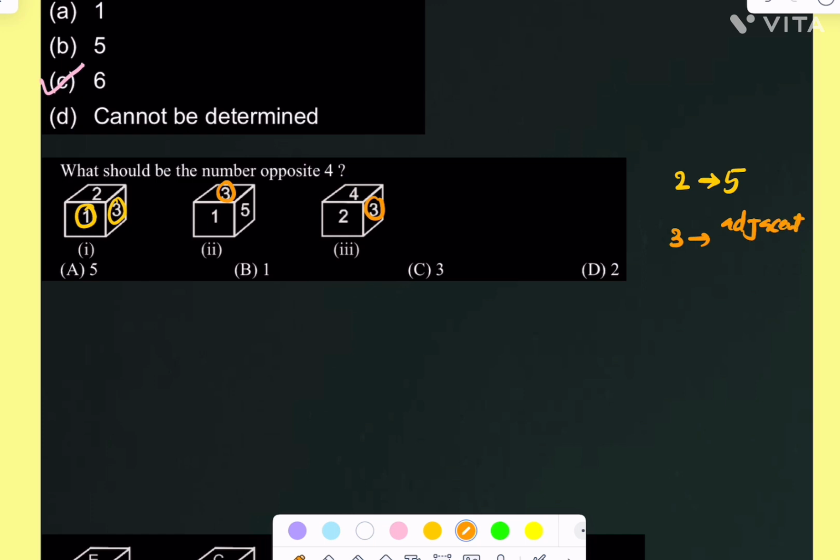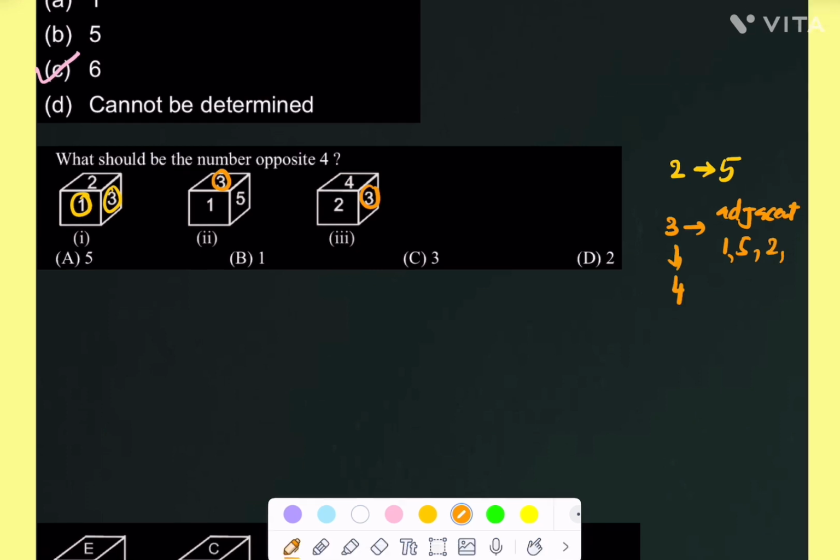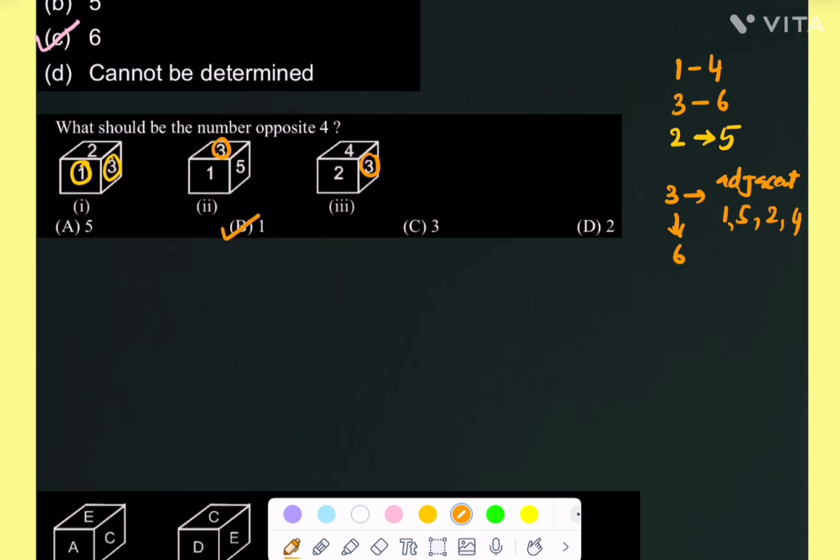For every face, the adjacent faces are here 1, 5, and 2, 1, 5, 2 are the adjacent faces for 3, and the opposite face to 3 we'll get 6, right? Next one, 1, 5, 3, 6 is matching, and left out is 1, and also 4 is left out, and 1 and 4 are also opposite. What they are asking here: find the number which is opposite to the 4. The opposite face to 4 is 1, we'll get option B, right?